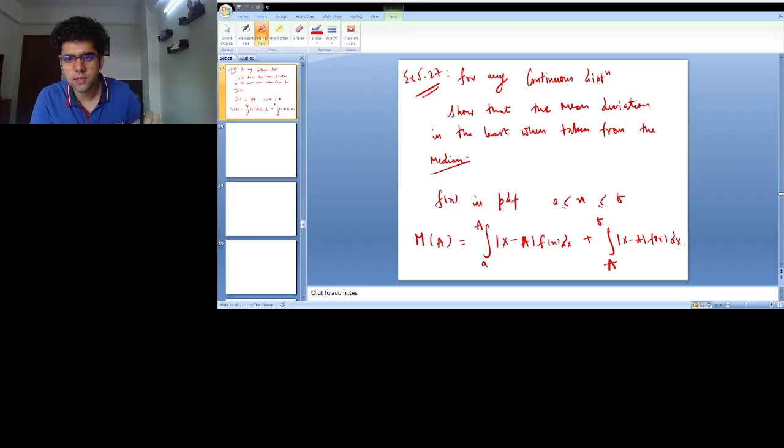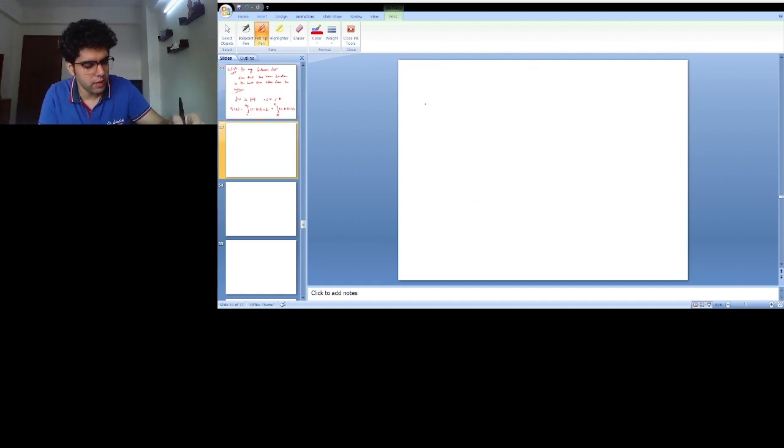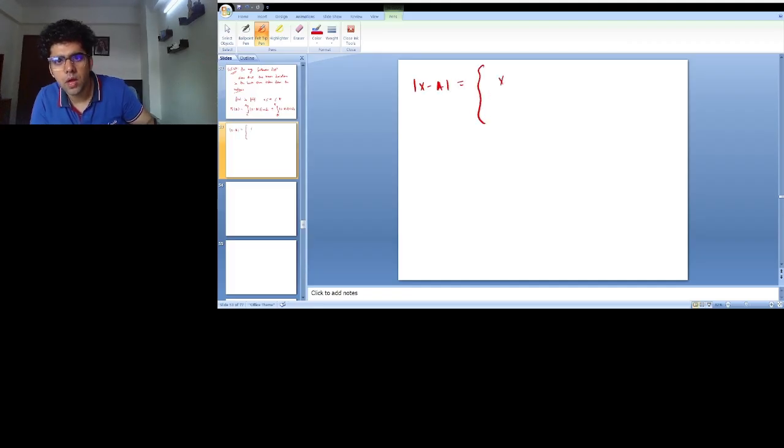Now I'm writing this as two different functions because the value of mod x minus A will change around the point capital A. Let me show you. If my function is mod of x minus A, I can define this as x minus A when x is greater than or equal to A, and negative (x minus A) when x is less than A.